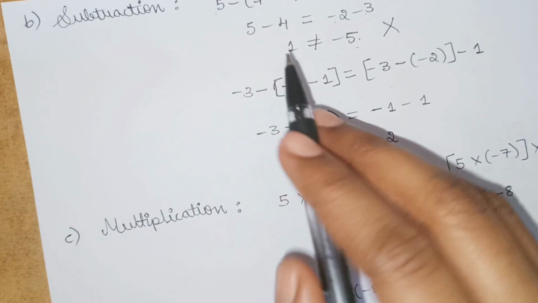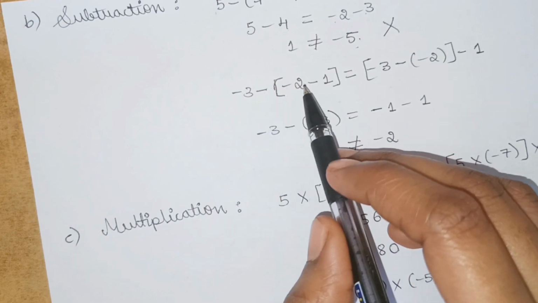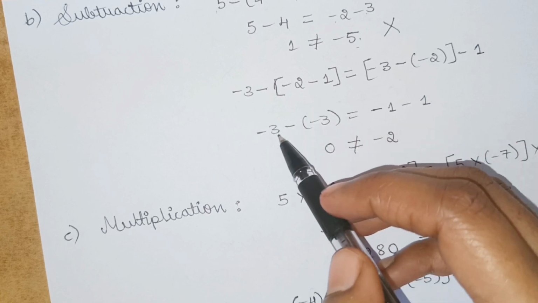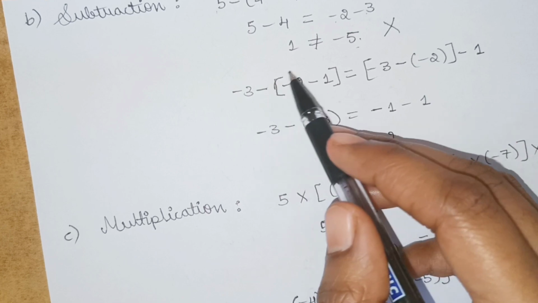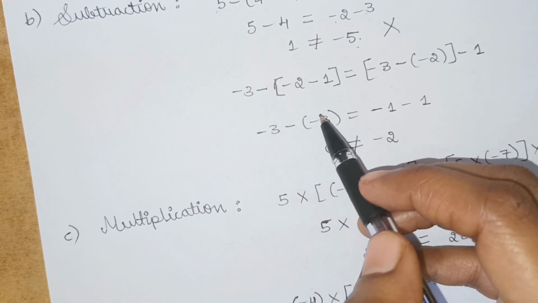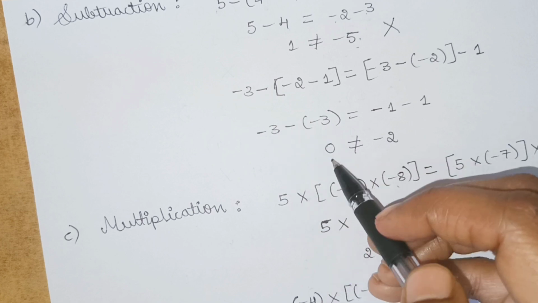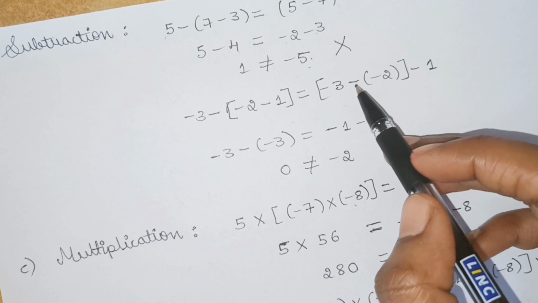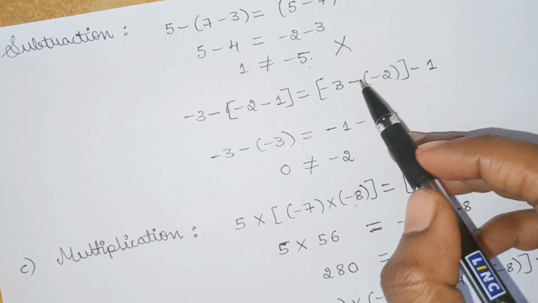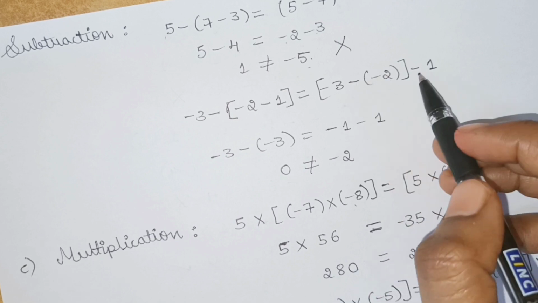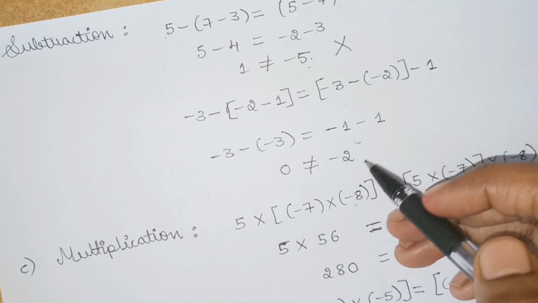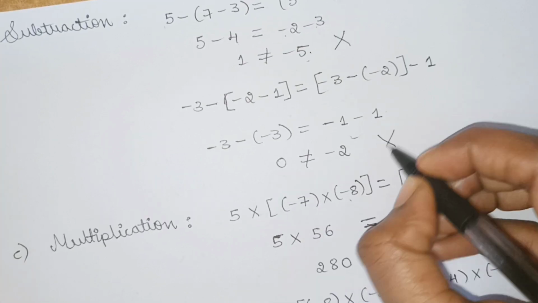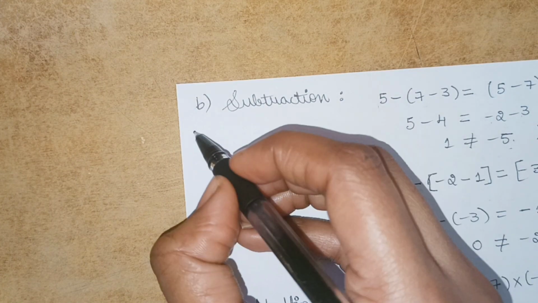The next example, minus 3, minus 2, minus 1. So minus 2 and 1 are grouped in the LHS. So let's see, minus 3 minus of minus 2 minus 1, which is minus 3. So minus 3 plus 3 is 0. In the RHS, we have grouped minus 3 and minus 2. So minus 3, minus into minus is plus. Minus 3 plus 2 is minus 1, and minus 1. Minus 1 minus 1 is minus 2. So LHS is not equal to RHS. So it is not associative.